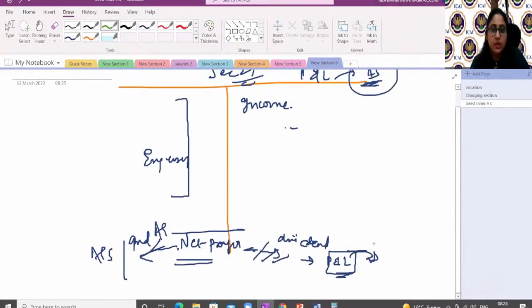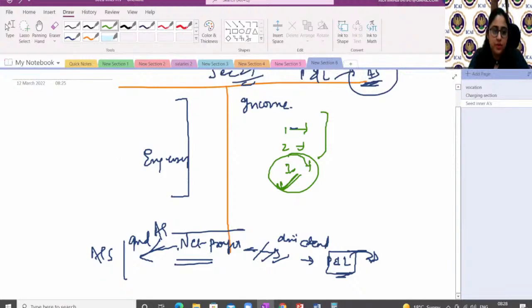We have to do nothing. Whatever income, listen carefully. Whatever income, here income 1, 2, 3. 3 different types of income are coming in my credit side of P&L, and if I say this income is not taxable under the head PGBP, I am not saying this income is not taxable at all. I am saying that under PGBP this income is not taxable.